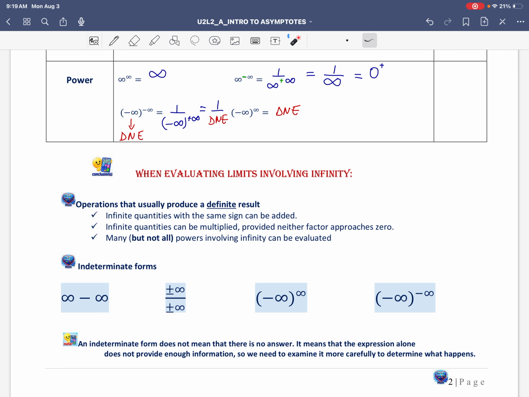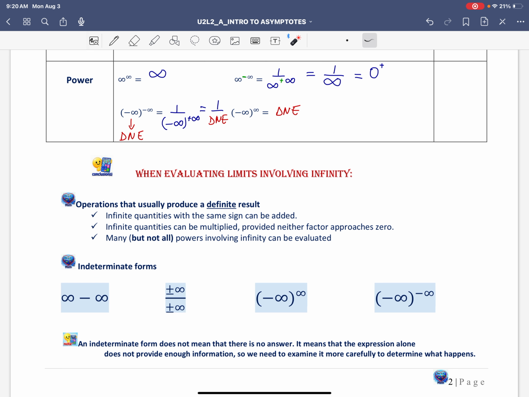Well, operations that usually produce a definite result is when infinite quantities of the same size are added, or infinite quantities are multiplied, provided that neither factor approaches zero, and that's a different concept that we are going to address in the calculus course. Or when many but not all powers that involve infinity can be evaluated. So this one here can be evaluated, this can be evaluated, but not all of them can. And for this, I wouldn't push anyone or myself to memorize it, just use your logical reasoning.